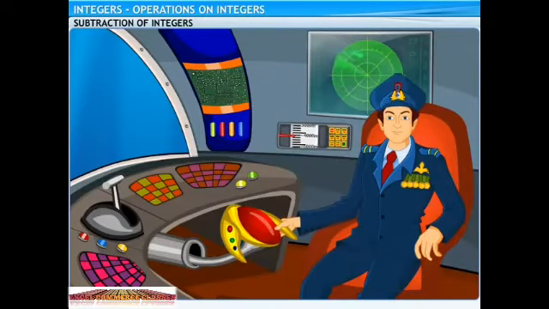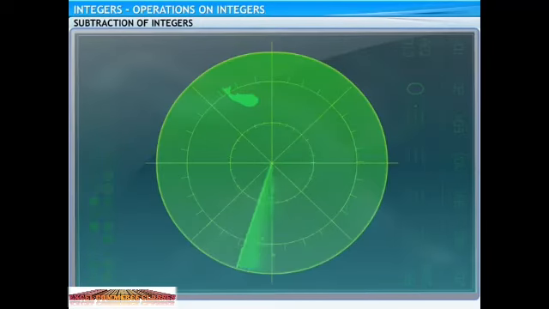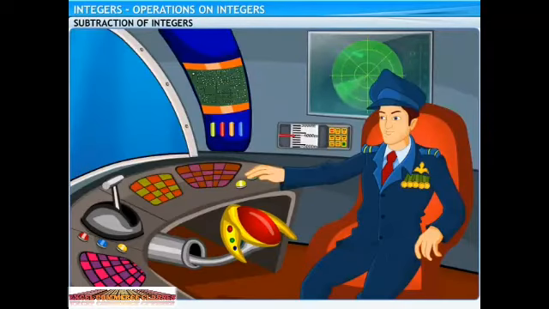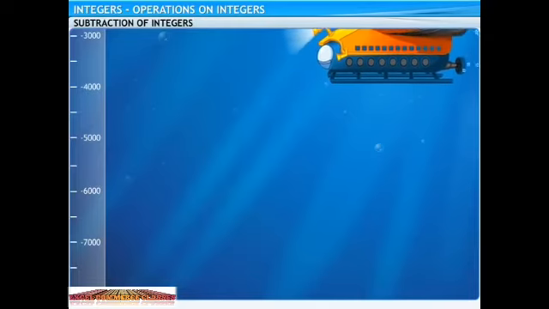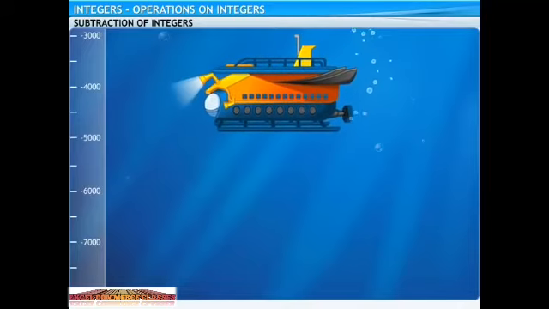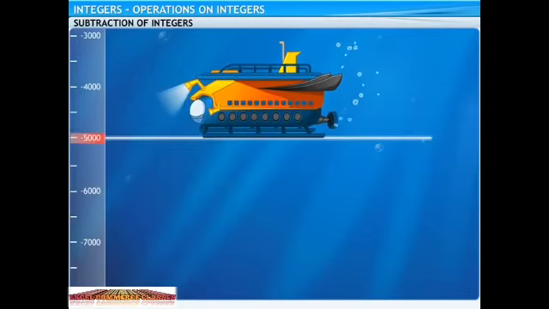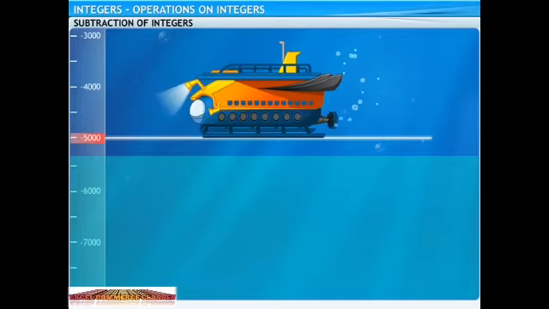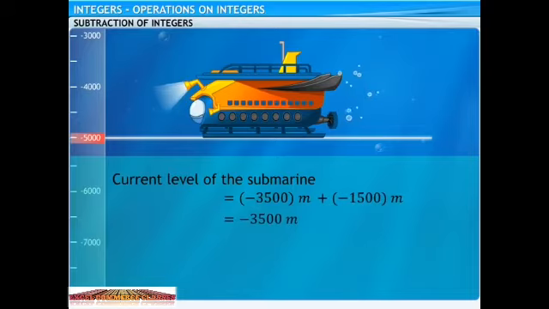Undersea mountains and large fish like whales are a common occurrence. Oh look! The sonar is beeping again. It looks like we have a whale at hand. Let me move down. Captain Jack moves the submarine 1,500 meters downwards from the current level of the submarine. At what level is the submarine now? As you know, both the negative integers need to be added to arrive at the current level of the submarine. You can see that this value is equal to minus 5,000 meters. Remember, when two negative integers are added, we get a negative integer.